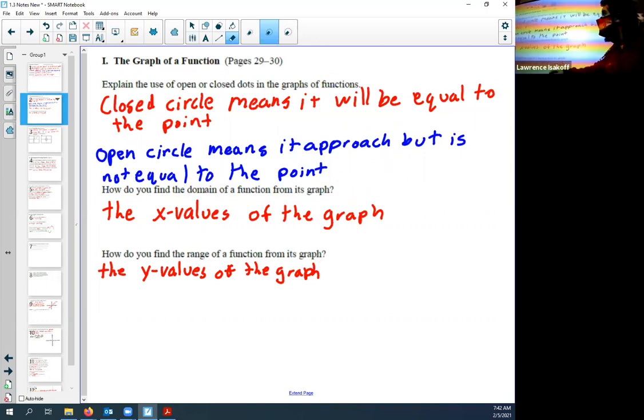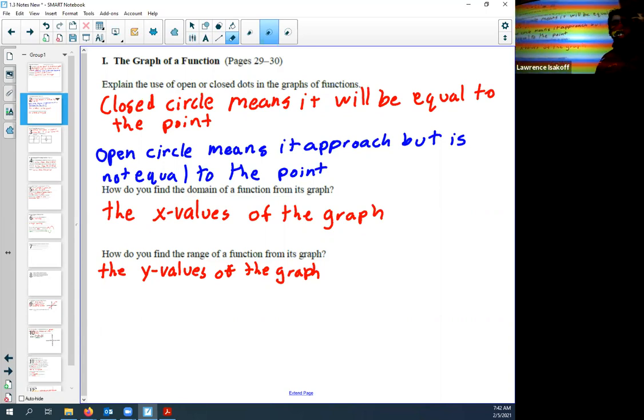Okay. So here, when we talk about closed and open circles on graphs, these are going to come in very handy with piecewise functions. Open circles will mean that it appears to approach a point, but is not equal to it. A closed circle means it can actually equal that number.